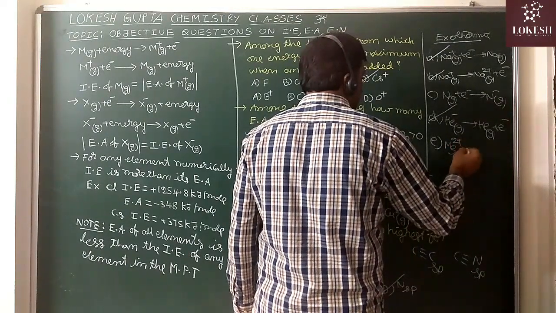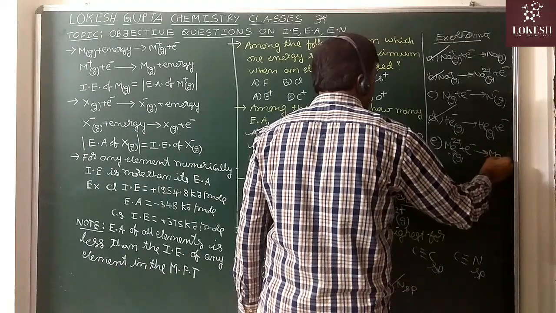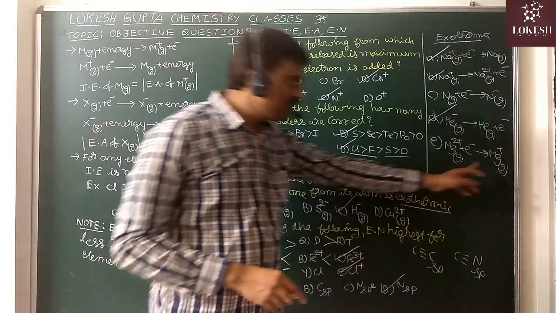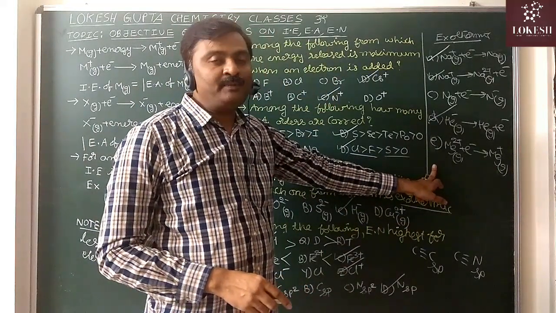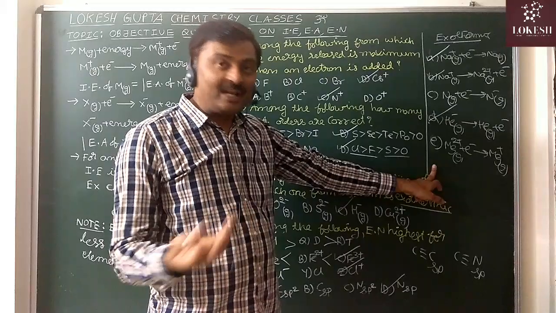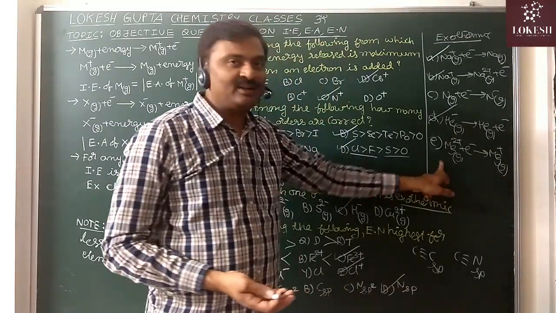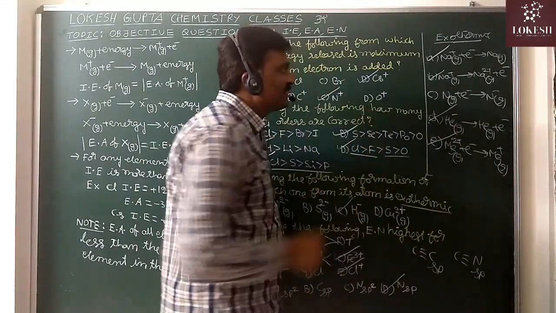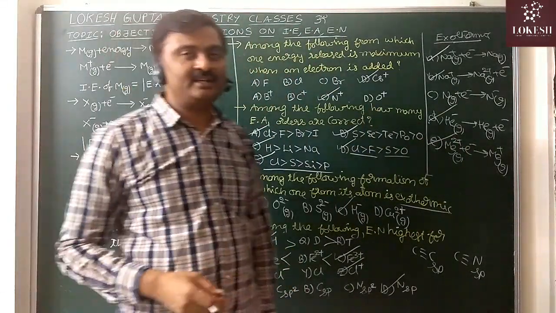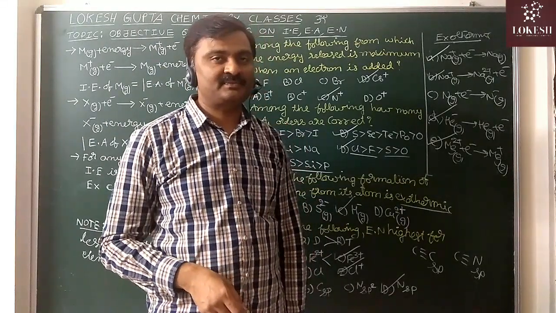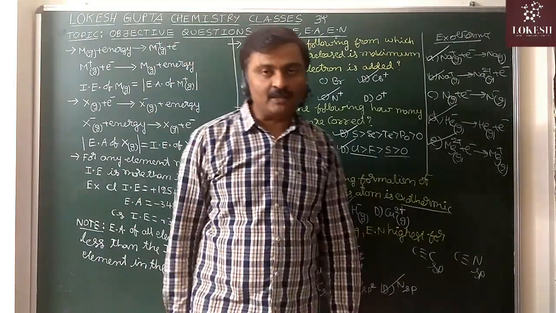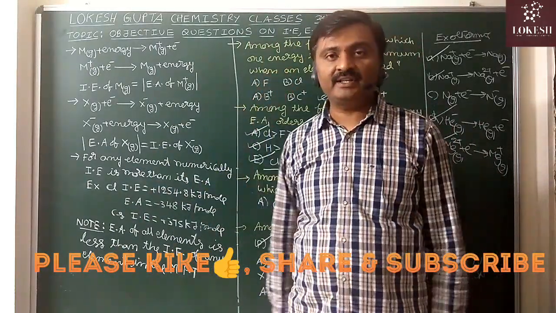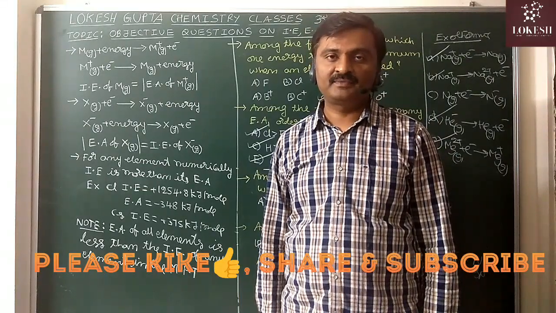Next, Mg2 plus gas plus electron gives rise to Mg plus gas. Is it exothermic or endothermic? See, the reverse one is IP2 of magnesium. IP2 is endothermic. Now this one is exothermic. So like this, they may give questions in JEE Mains and JEE Advanced. So these are some objective questions on ionization energy, electron affinity and electronegativity.